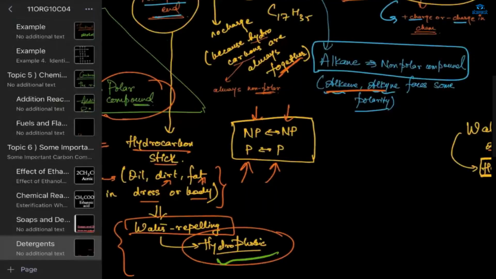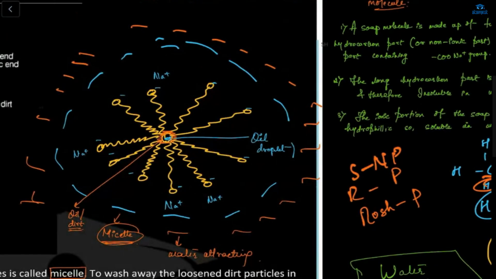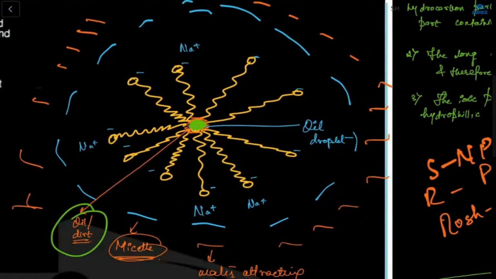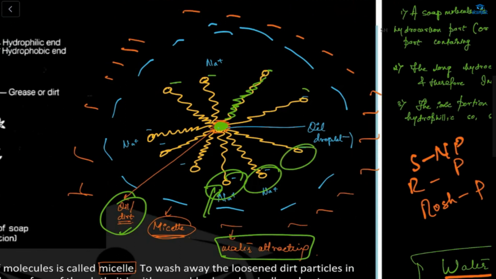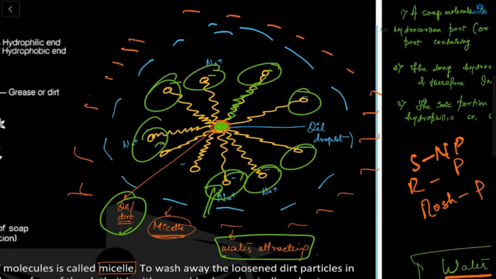Let me show you this. What is this? This is in the center, your oil, or you can say dirt. And this is the negative, the oxygen negative part, all the ionic parts, and these are your tail parts. So the oil droplets, or oil and dirt, are in the center, and in the water, this is the water attracting part. These are your water attracting parts, and these tails are not water attracting parts.